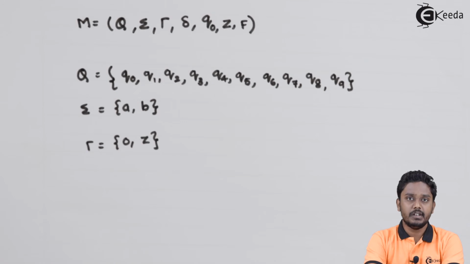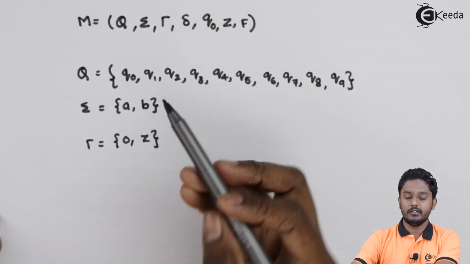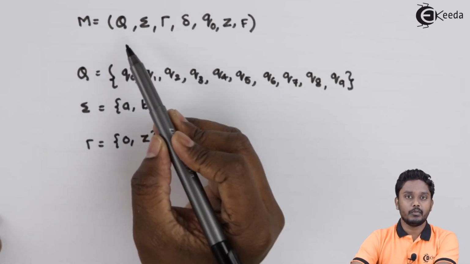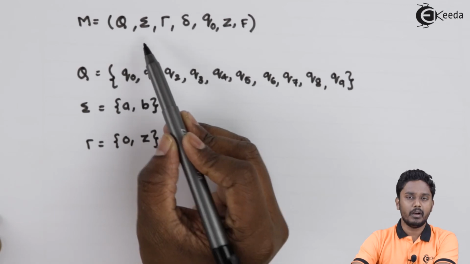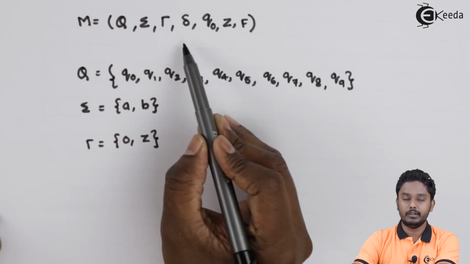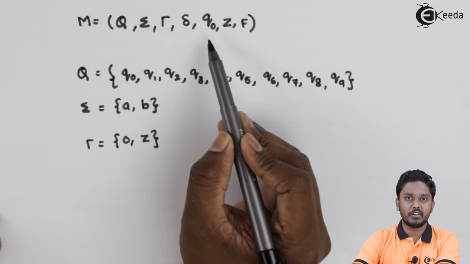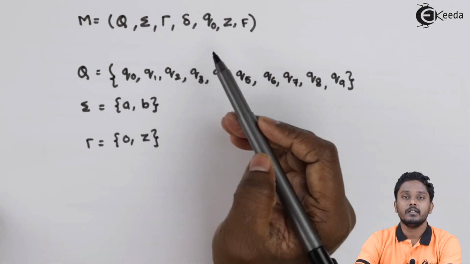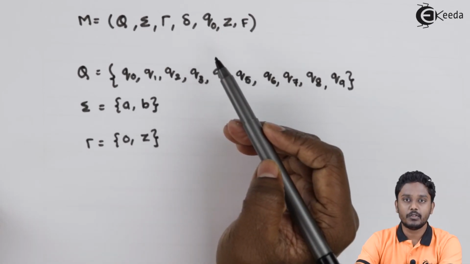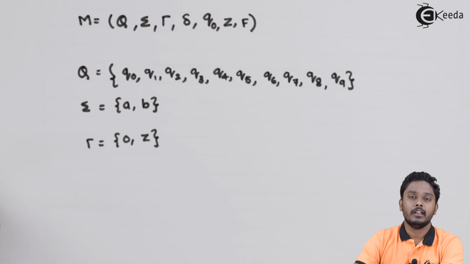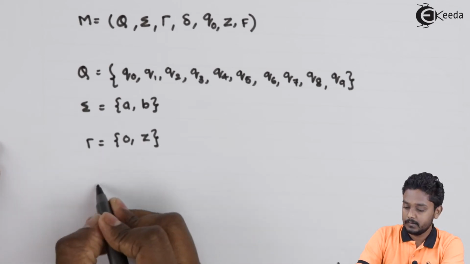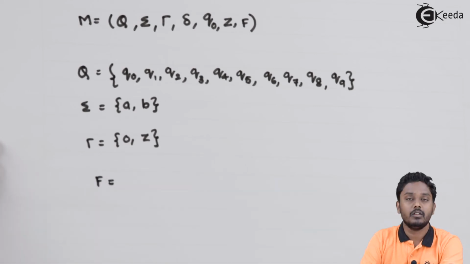So for this machine, we have defined Q, sigma, tau, delta. Q0 is the initial state, Z is the initial symbol on the stack. We need to write the final states, F. Over here we're using two final states, one is Q4, the other is Q9.